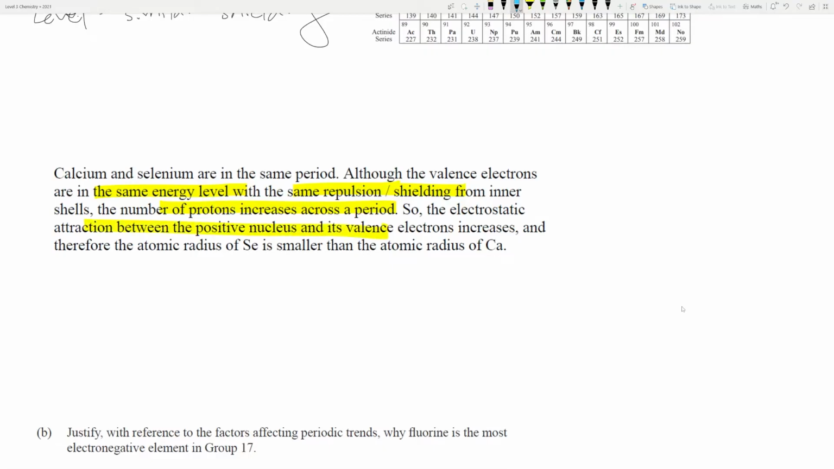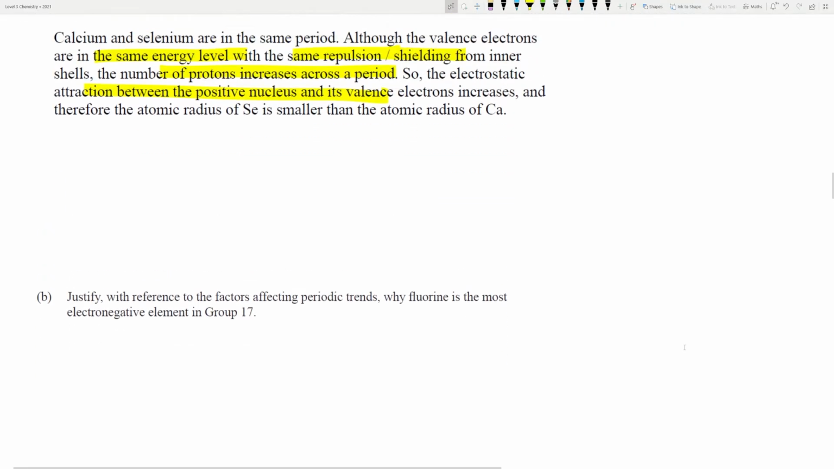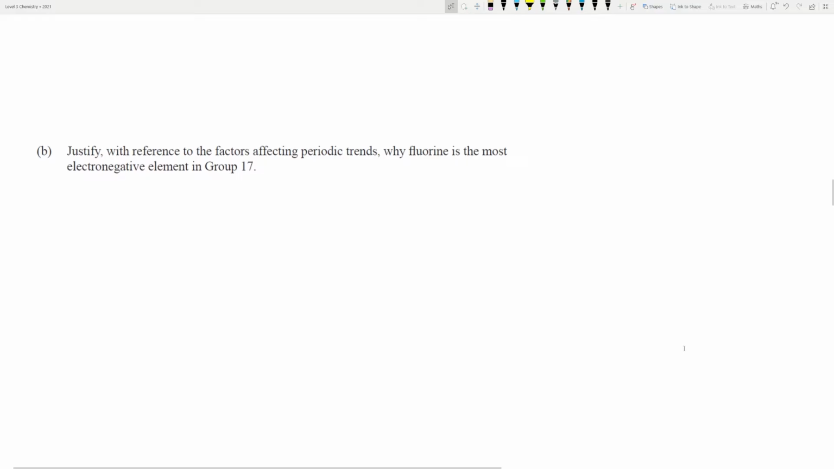Yeah, you know, just work on the wording. My job here is for you to understand, and you need to perfect your answers by comparing yours to the model answers. Okay, and justify with reference to the factors affecting periodic table trends why fluorine is the most electronegative element in group 17.